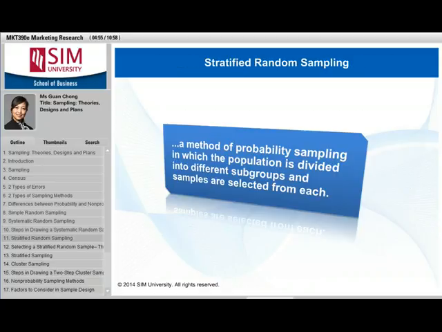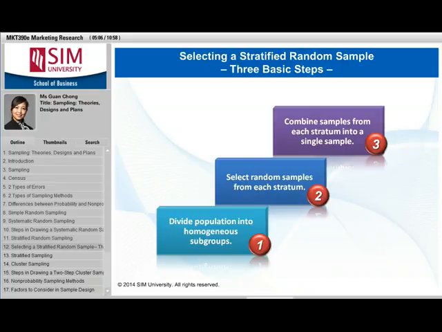Stratified random sampling is a method of probability sampling in which the population is divided into different subgroups and samples are selected from each. There are three basic steps in selecting a stratified random sample. First, dividing population into homogeneous subgroups. Second, selecting random samples from each stratum. And last, combining samples from each stratum into a single sample.